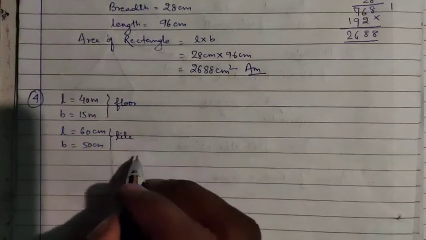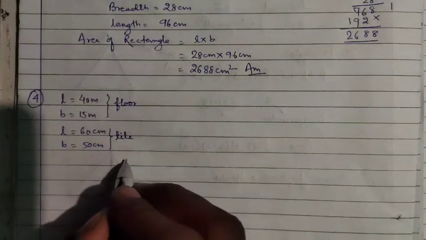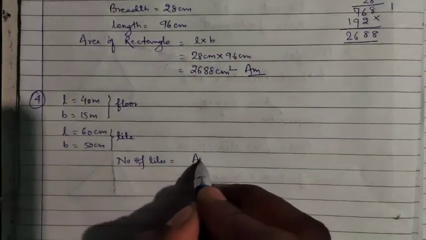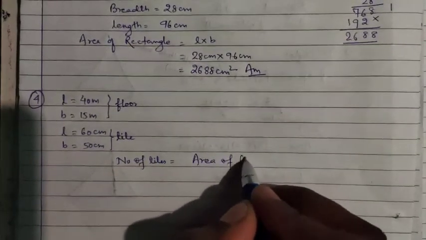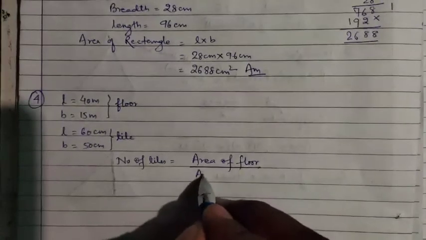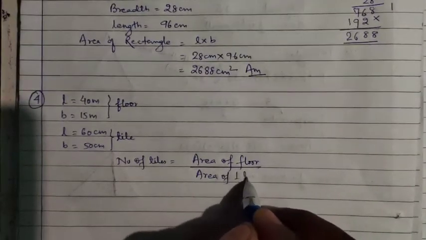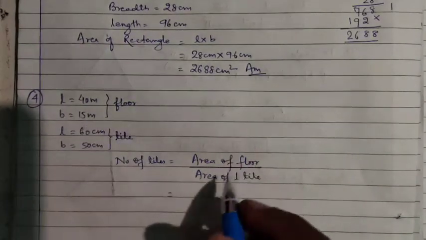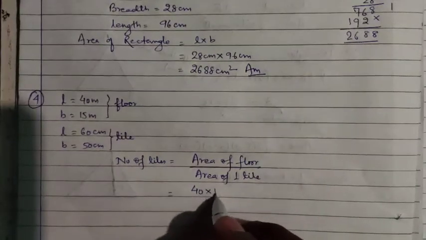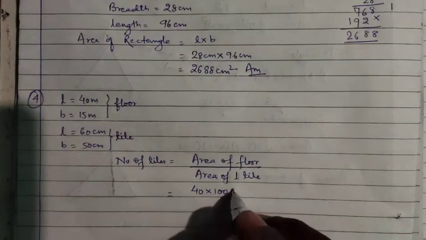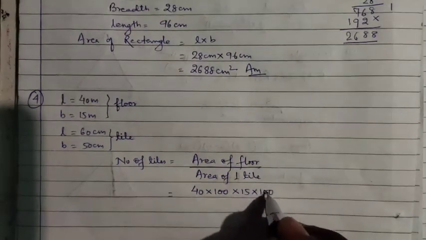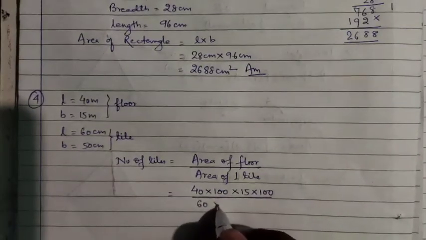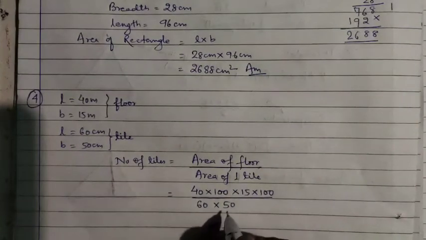There is a direct formula. If in any question the number is asked, we can write number of tiles is equal to area of floor divided by area of one tile. Then we can calculate how many tiles there are. Area of floor, since it is given in meter, we will convert into centimeter. 40 meter into 100 will be in centimeter, 15 meter into 100 for converting it into centimeter, divided by area of one tile, length into breadth, 60 centimeter into 50 centimeter. Now we will reduce it.